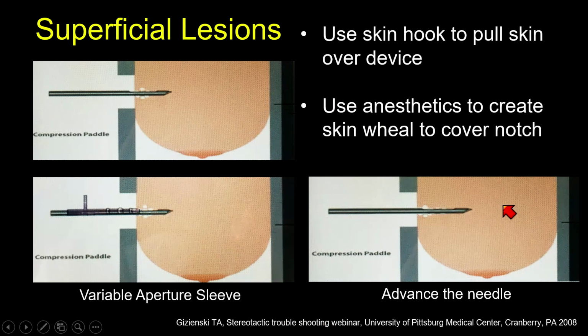One of the methods is to use a skin hook to pull this skin over to cover the aperture, or you can inject extra lidocaine deep to the skin and also in the skin to raise a big skin wheal to cover it. Or if you are lucky to have a variable aperture sleeve available to your device, you can advance that sleeve to cover that aperture. In this case, you just tell the technologist, give me half sample or give me 3/4 sample, and it will adjust. Or if you don't have that, you can still do the biopsy.